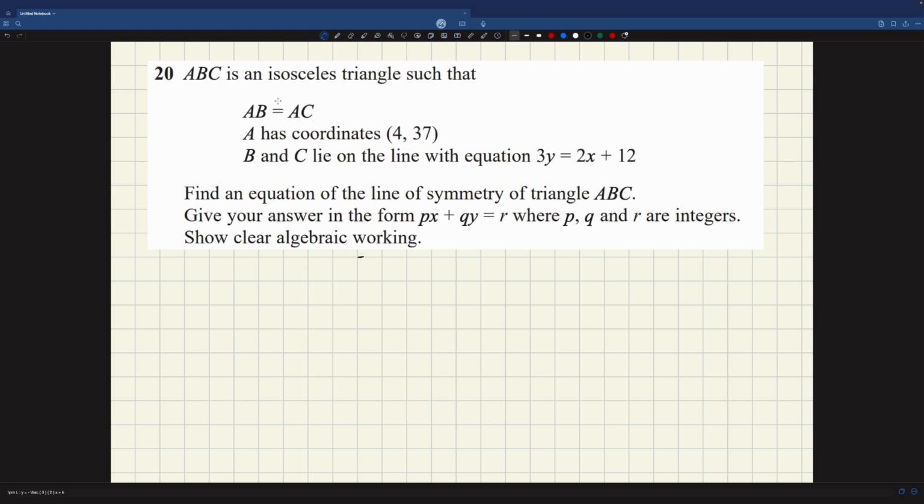Find an equation of the line of symmetry of triangle ABC. Give your answer in the form of px plus qy equals r, where p, q, and r are integers. Show clear algebraic working. Let's go.